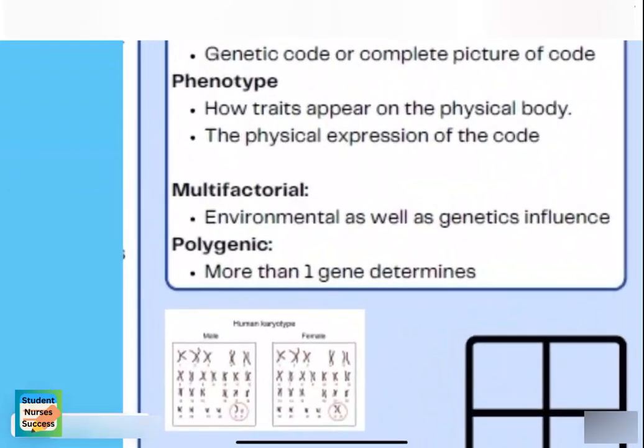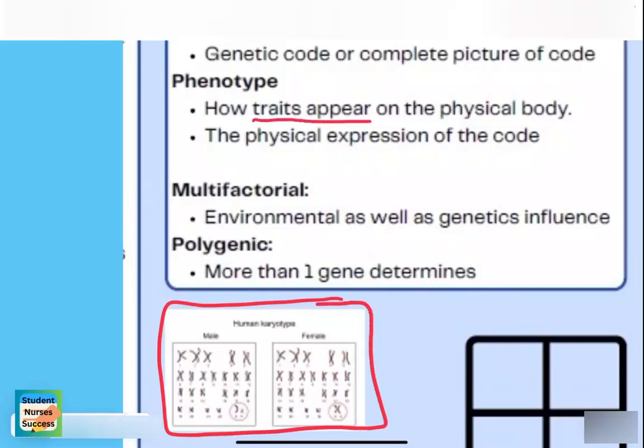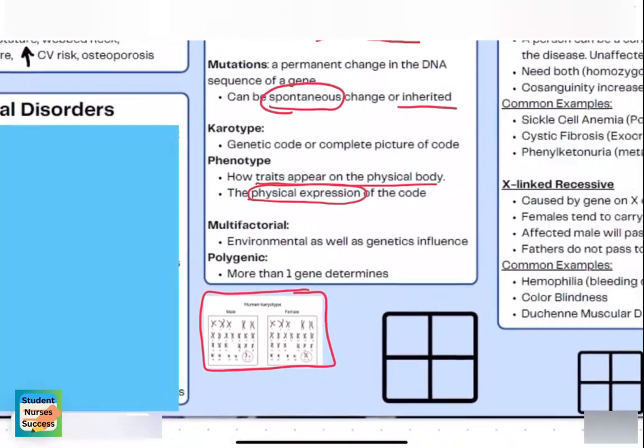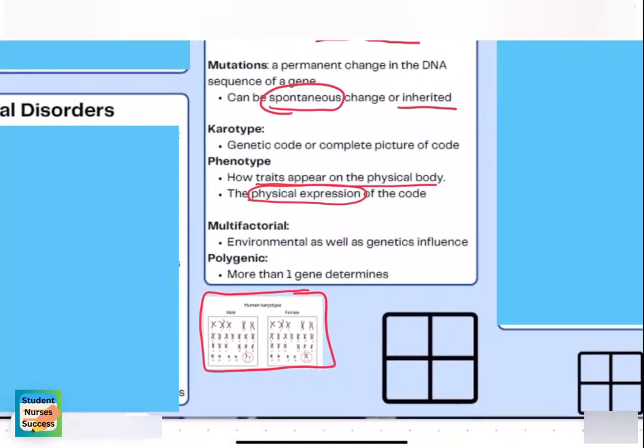So here I have a picture. This would be a karyotype down here, the complete code. And a phenotype is how traits appear on the physical body, or the physical expression of the code. For example, whether or not you have green eyes or blue eyes.